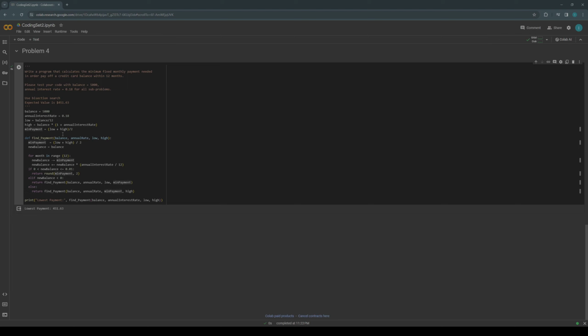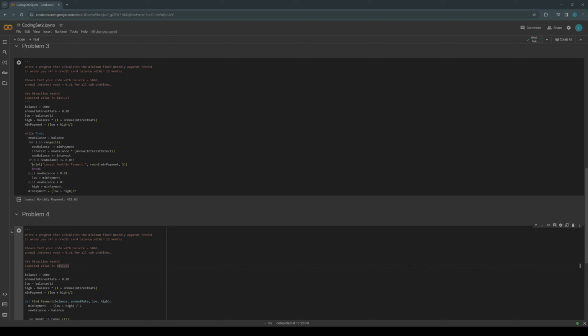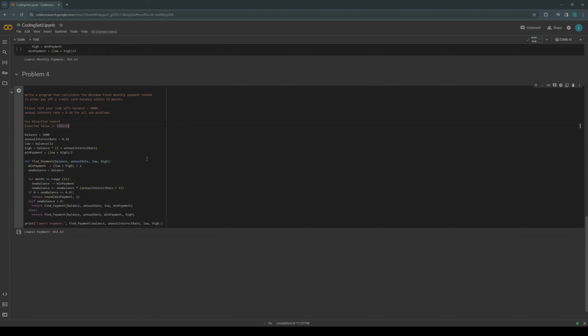So when we do that, let's go ahead and run the code. We found that the lowest payment is $451.63, which is our expected value. So this overall is very, very similar to our 2.3 problem. Instead of using that while loop where we just endlessly loop until we break out, if we find that the balance is between 0 and 0.01, we are now just recursively looping by calling a function within itself. And that is how we solved problem 4.